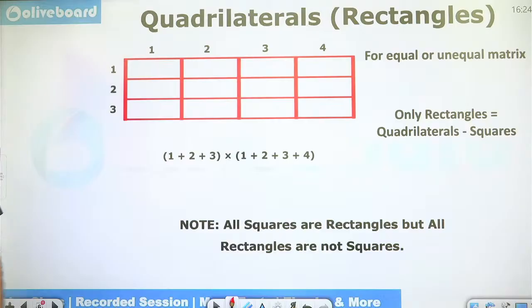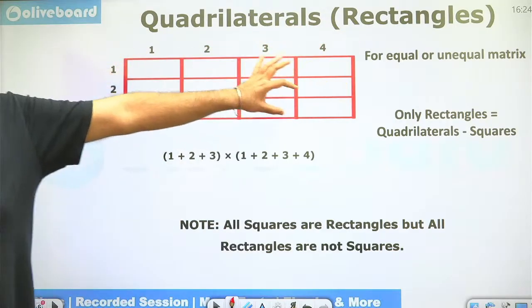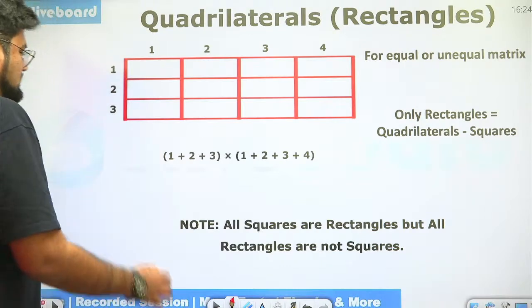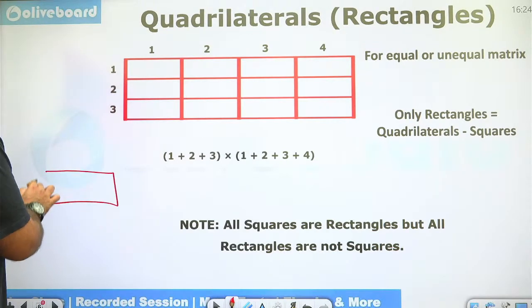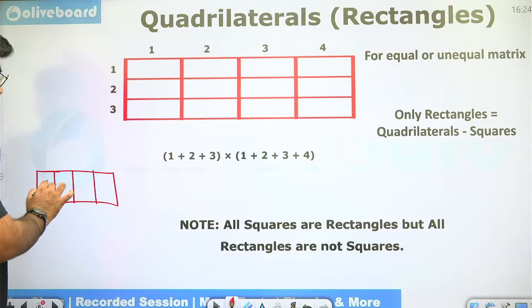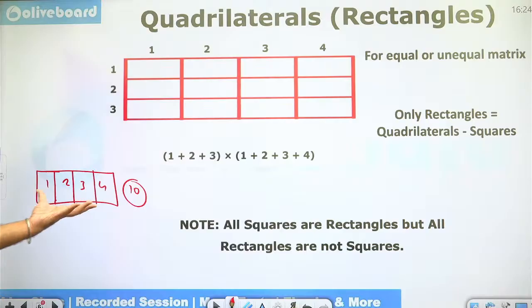Now, if I talk of rectangles, this need not be a rectangular matrix. This can be a square matrix also, it's just elongated here. Now my count will slightly change. Supposedly, if I had a single rectangle here which was divided into 4 parts, the question is how many rectangles are here? So I will just count the number of parts like in triangles: 1, 2, 3, 4, and I'll add all of them to get 10. That's it. So there are 10 rectangles here.